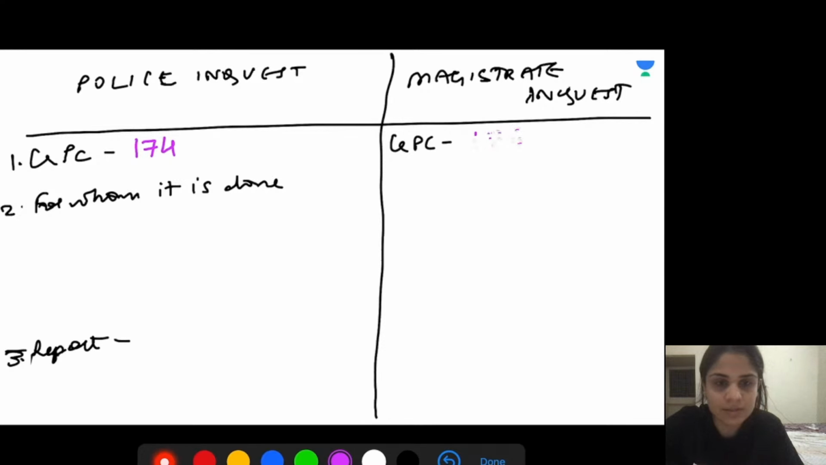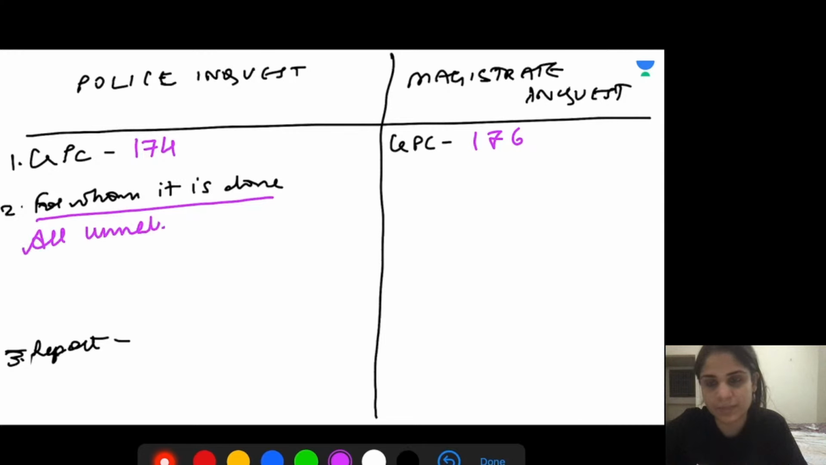Okay, so this is the easiest one. Police inquest is carried out for all unnatural deaths. Okay, so not for heart attack or accident, but unnatural deaths like suicide, poisoning, dowry death. Not dowry death, dowry death will come in magistrate inquest. So suicide, poisoning, murder, all of these things are unnatural deaths. So in that you will have a police inquest.